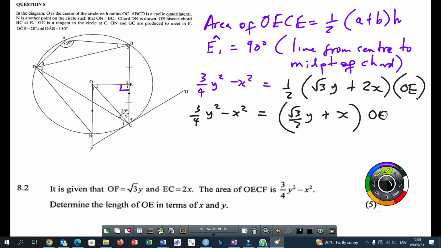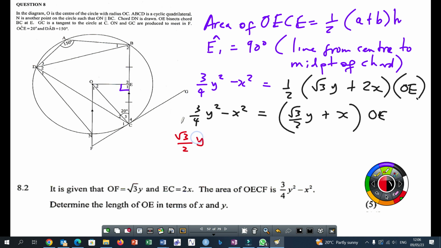Then you've got your OE here. Right, from here now, the left hand side is a difference of 2 squares. So if I want to factorize this, I'll have the square root of 3 over 2. Remember, what's the square root of 3 over 4? It's going to be root 3 over 2.